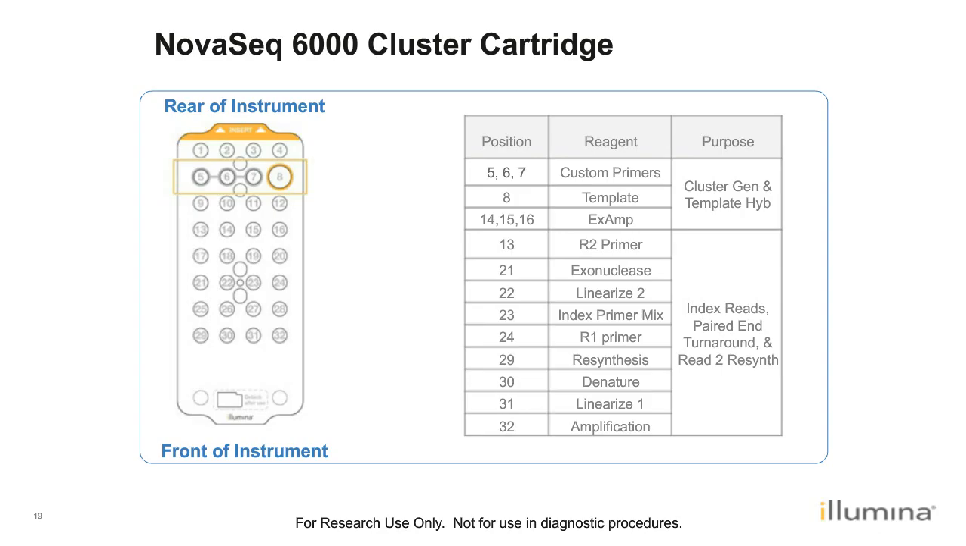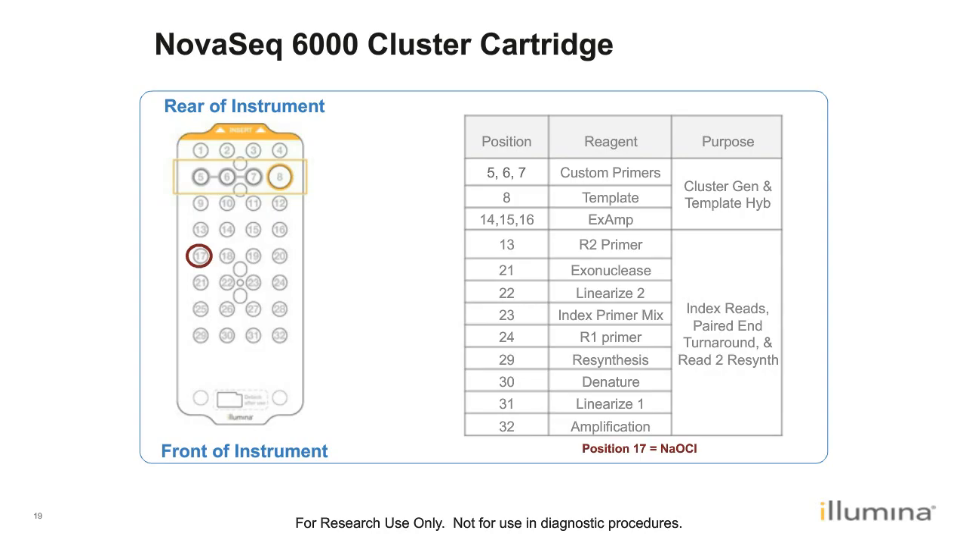So here's a little bit more detailed look at the cluster cartridge. These cartridges are keyed in such a way that they can only be loaded into the instrument in one orientation. Every other row of wells is empty, and this is for the automatic post-run wash, where buffer is being pushed through the lines and into the empty wells. Reagents are used from back to front throughout clustering and paired-end chemistry. The library tube will be loaded into position 8, and positions 5 through 7 are reserved for custom primers if needed.